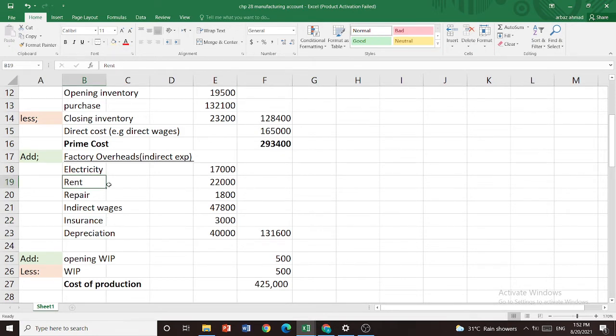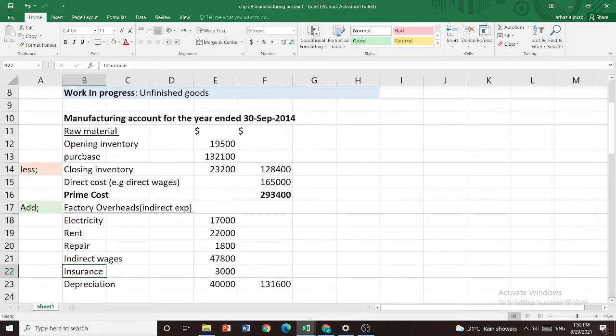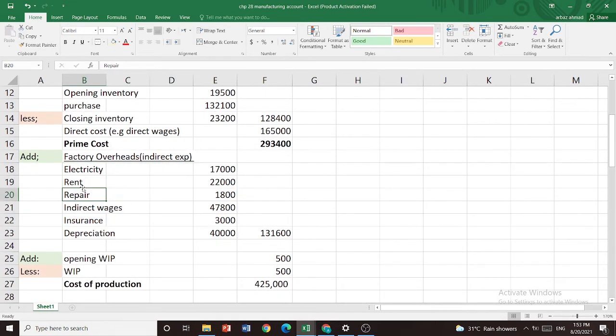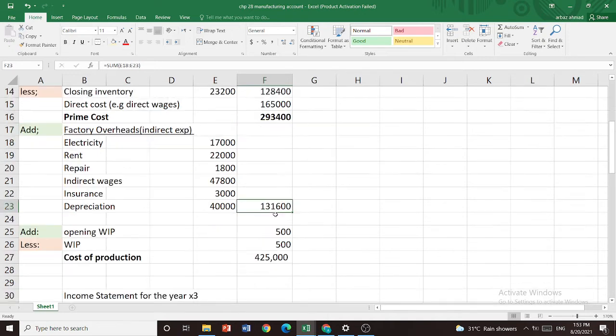Now if the rent is for the office, or if the repair is for maybe your sales department, then these things are not going to be here, these things are going to be in the income statement. Also same for insurance. If the insurance is for office staff or anything that is not helping you to make the product, it's not going to be here, it's going to be in the income statement. So here you add up all the indirect expenses, total them up, and then add with the prime cost. Now this cost and this cost, you will get cost of production.